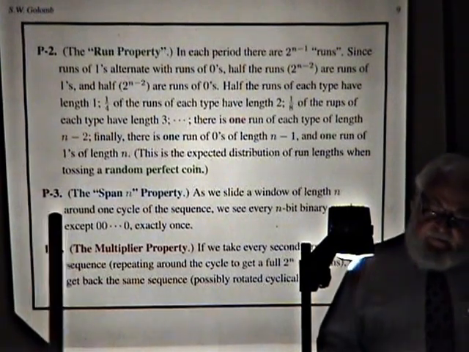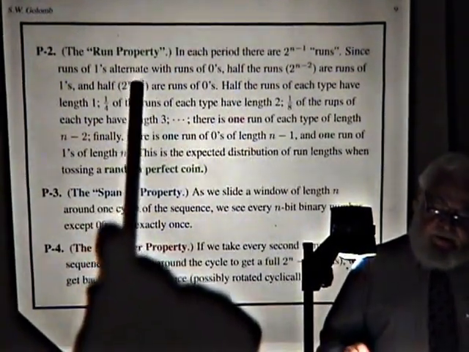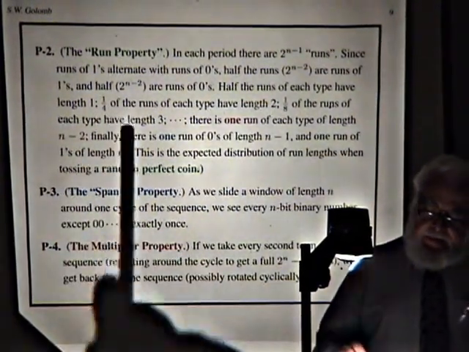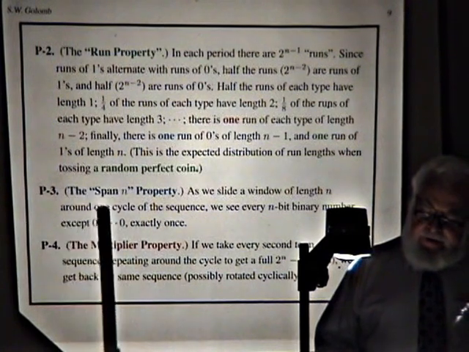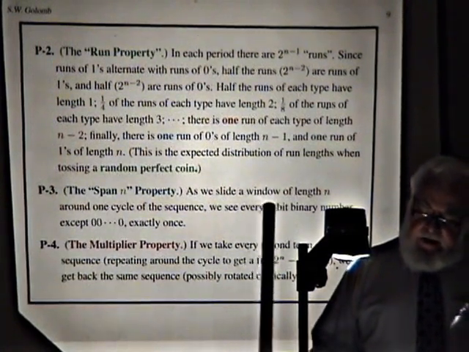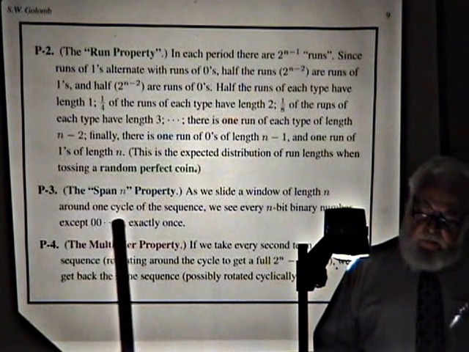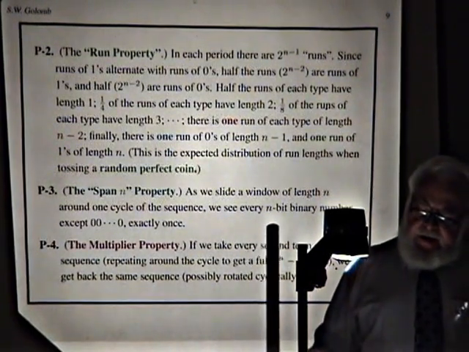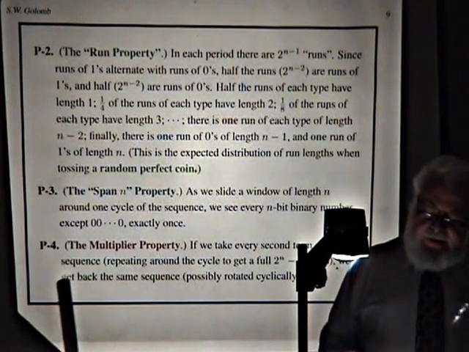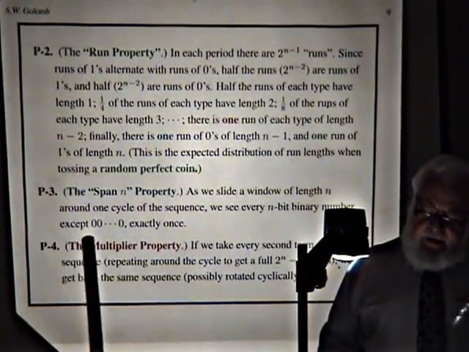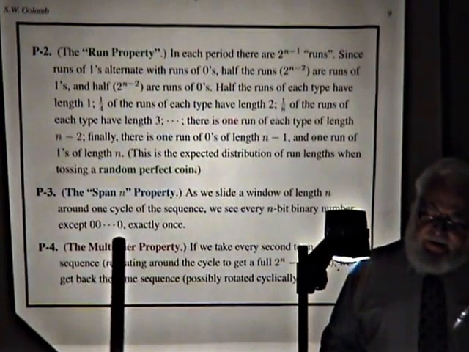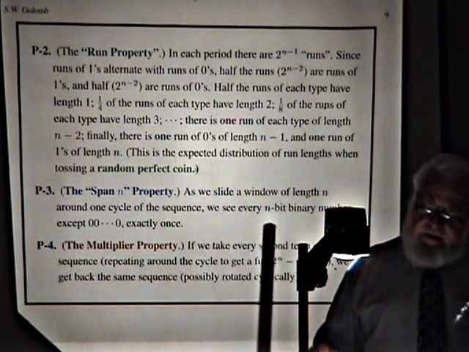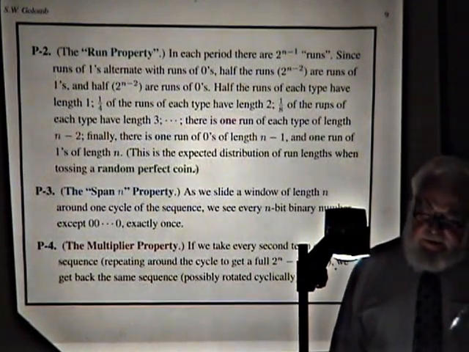Another relatively weak property, well, this is a stronger property than this one, and that implies the run property, is the span n property. If you slide a window of length n around one cycle of the sequence of period 2 to the n minus 1, you see every n-bit binary number exactly once, except for the all zeros window, which will not occur in the M sequence. You see every other vector of length n exactly once.